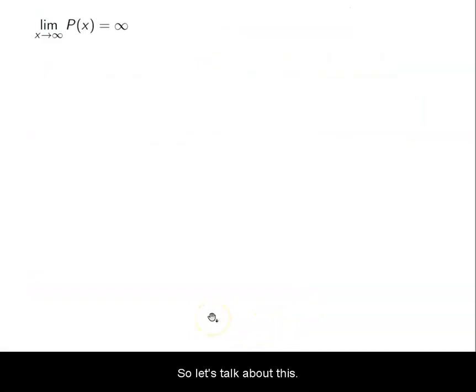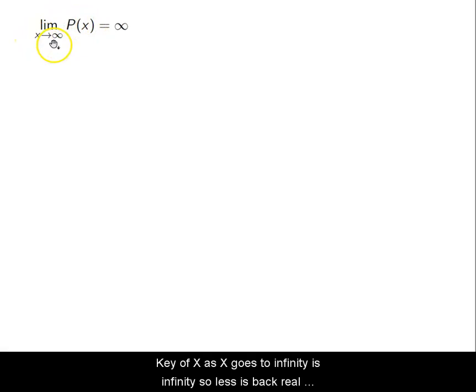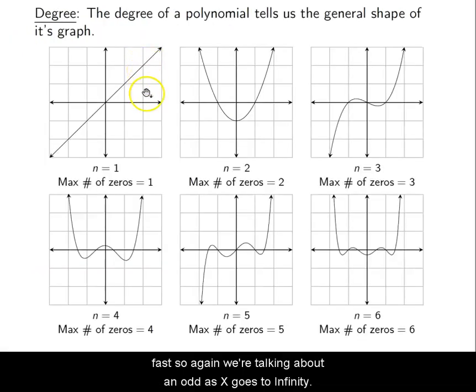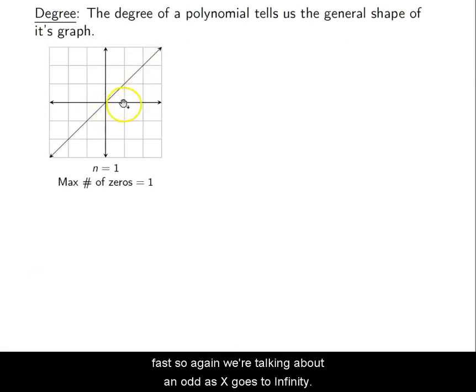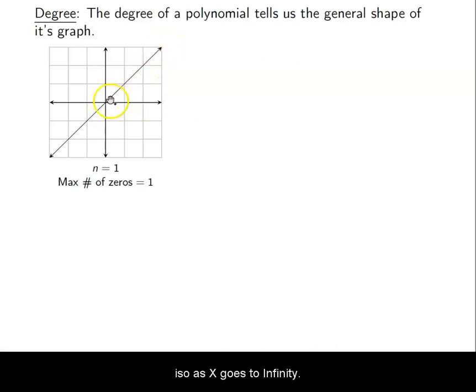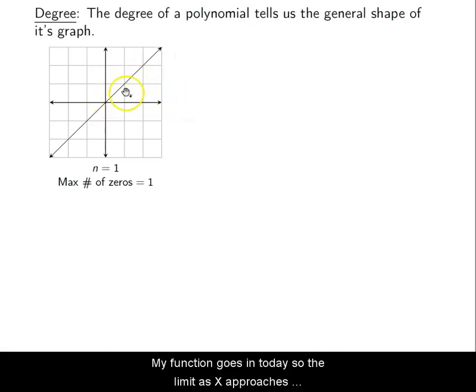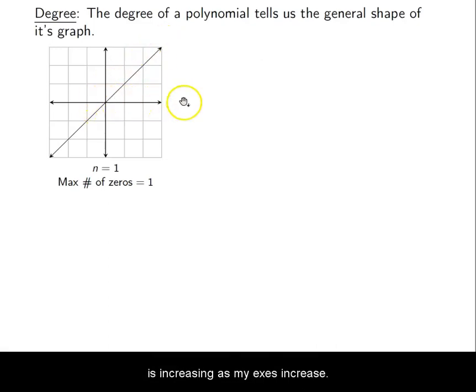So let's talk about this. For an odd degree polynomial, the limit of P of x as x goes to infinity is infinity. So let's just backtrack real fast. Again, we're talking about an odd. As x goes to infinity, my function goes to infinity also, right? This is only for the odd. So the limit as x reaches infinity of my function is infinity because my function is increasing as my x is increasing.